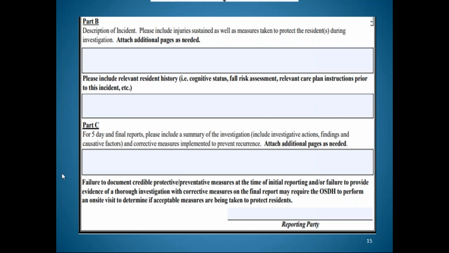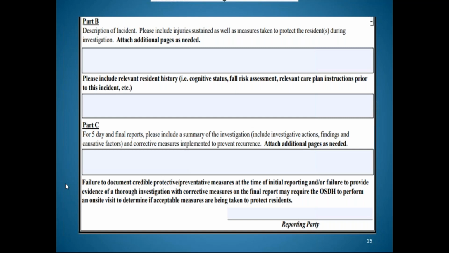I do want to draw your attention to the very bottom of the screen where it says, failure to document credible protective preventive measures at the time of initial reporting and/or failure to provide evidence of a thorough investigation with corrective measures on the final report may require the OSDH to perform an on-site visit to determine if acceptable measures are being taken to protect residents.